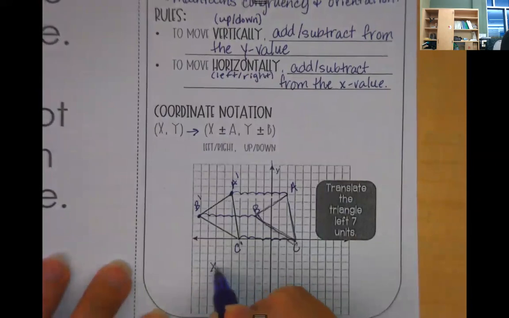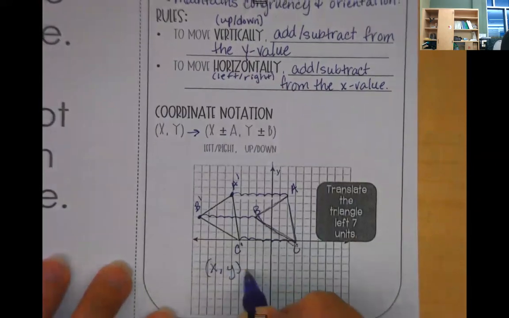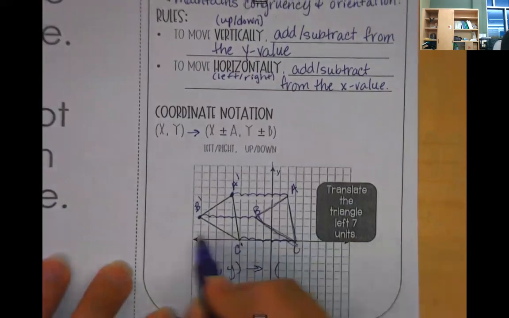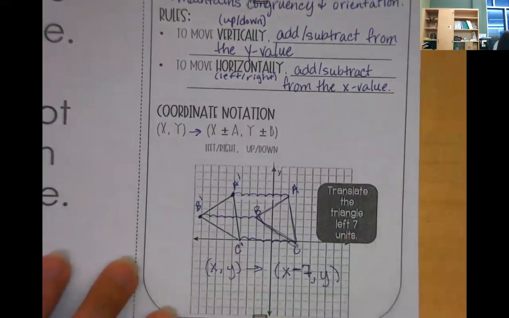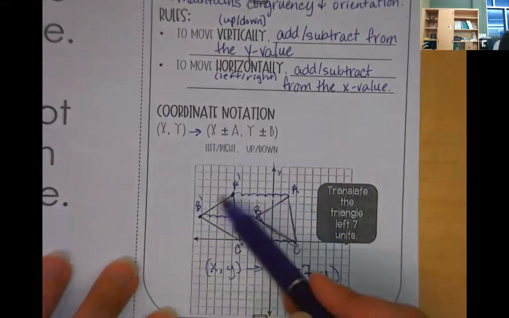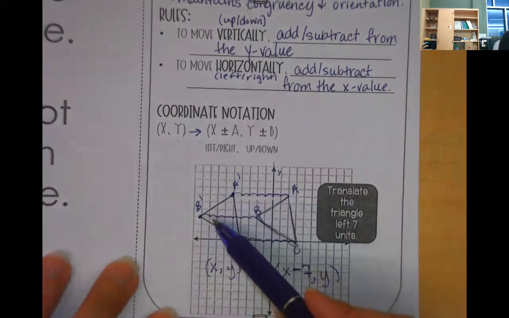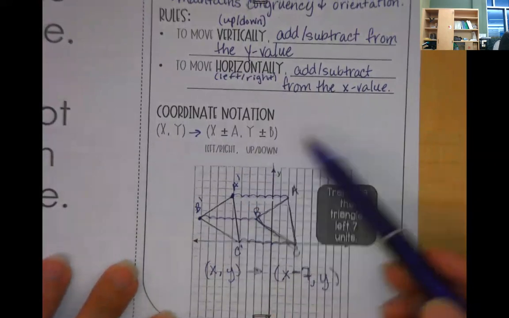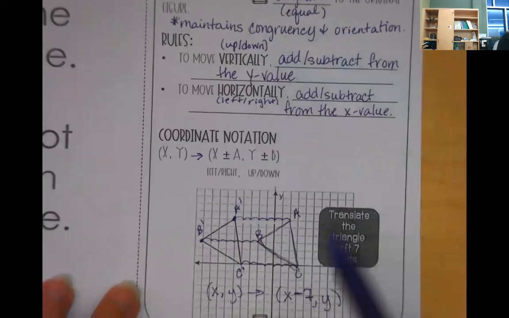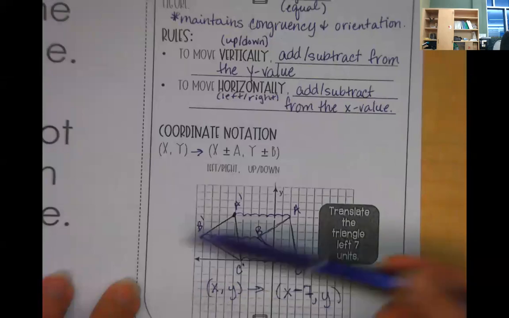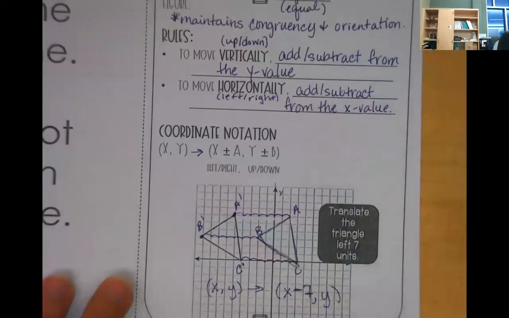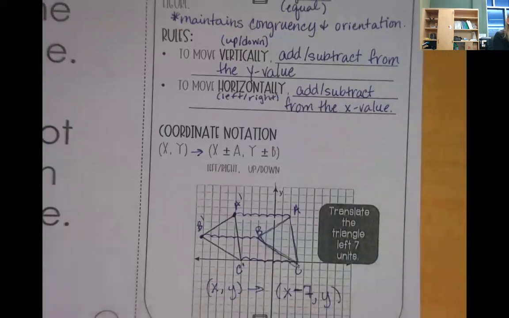So our rule is going to be X, Y. Our X or our horizontal is the only one that changed. What did we do to it? We subtracted 7 from it and the Y stayed the same. Notice that my shape did not change in size, so it maintained that congruency we talked about. And orientation, it looks identical. It just moved to the left. So it did maintain orientation. It didn't turn or rotate.